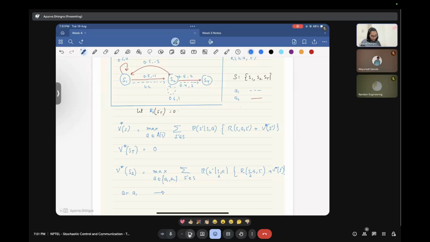Then this value will be, there are two options. It either goes from S2 to ST or it stays here itself. It goes to the other one with probability 1/4. The reward there is 2, and we know the value function of the terminal state. We've actually taken it to be 0.